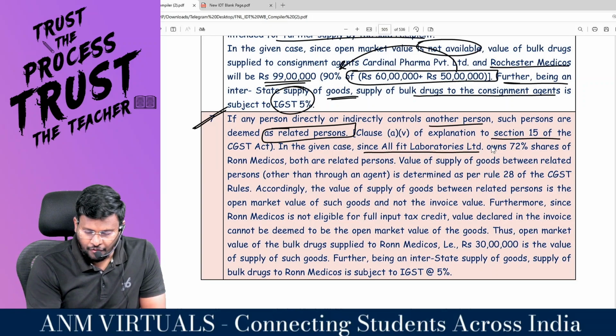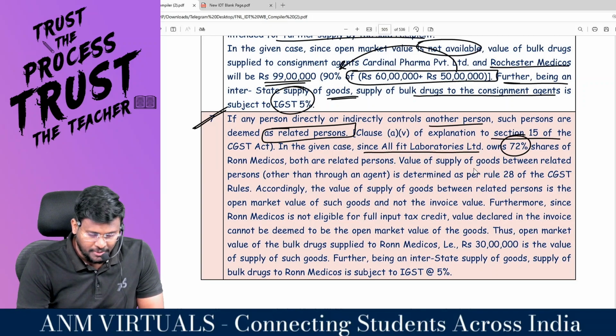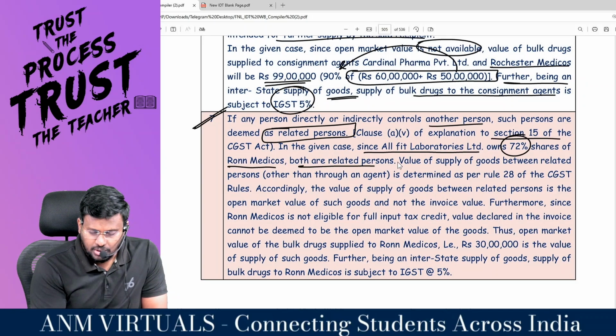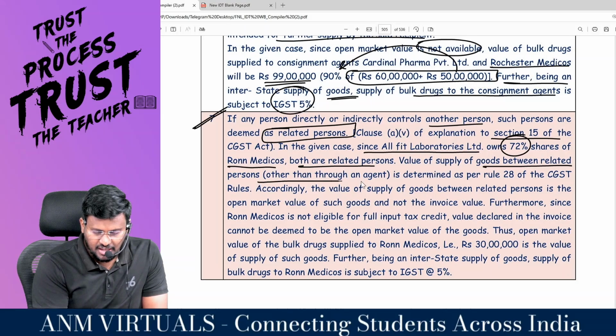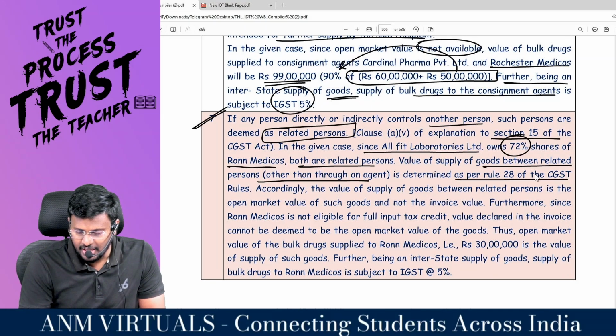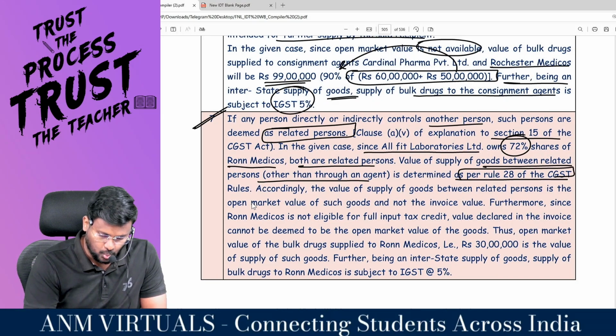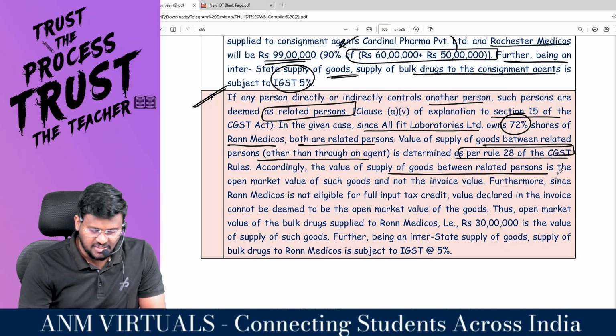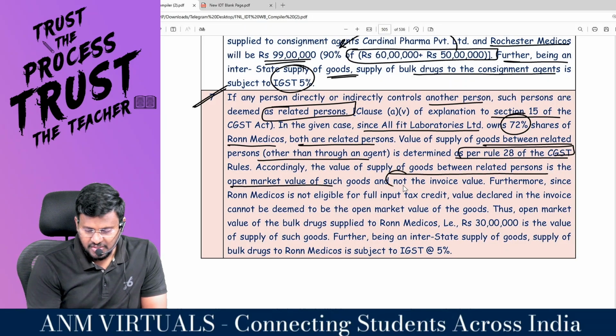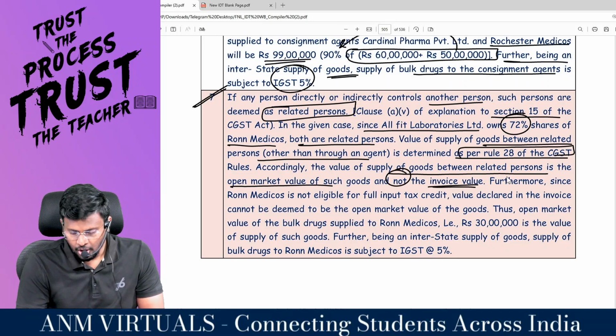In the given case, since all fit laboratories own 72% of Ron Medicos, both are what persons? Value of supply of goods between related persons other than through an agent is determined as per rule number 28 of the CGST rules. Accordingly, value of supply of goods between related persons is the what? Market value of such goods and not the what value?